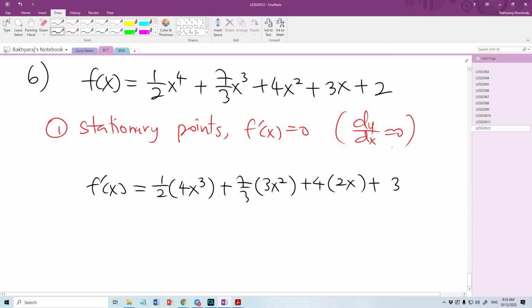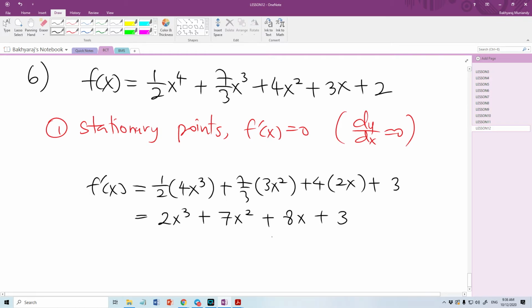If this one longer you can do one by one because ini boleh masuk calculator. So this one you get 2x power of 3, plus 7 over 3 times 3 you get 7x power of 2 and then plus 8x plus 3. So kita dapat jawapan ni.